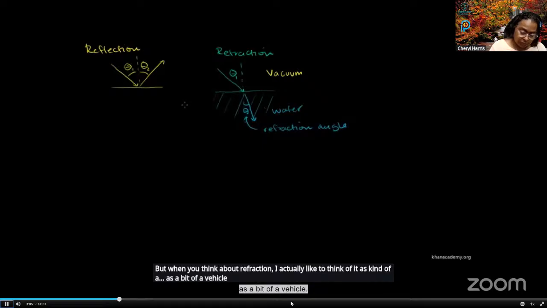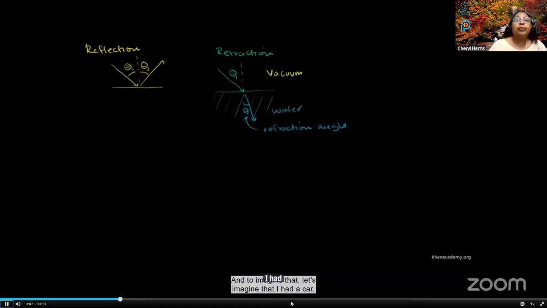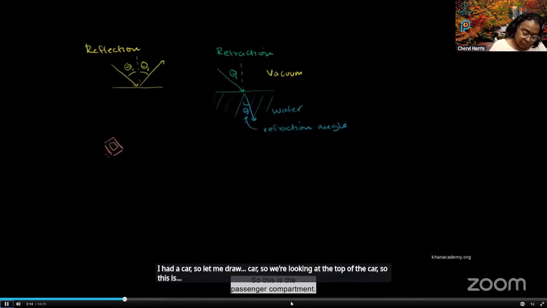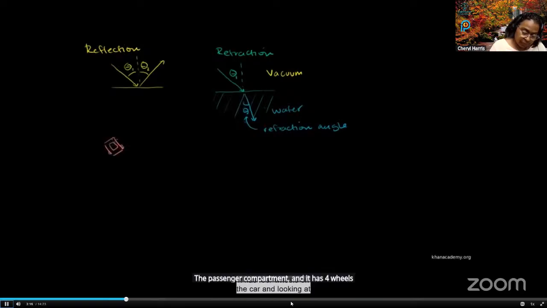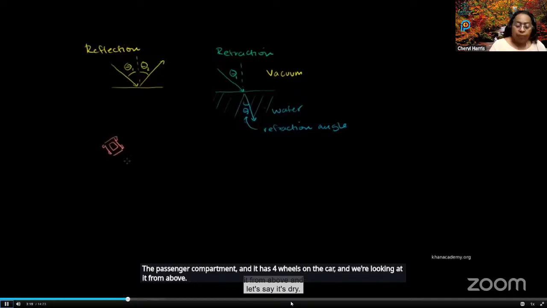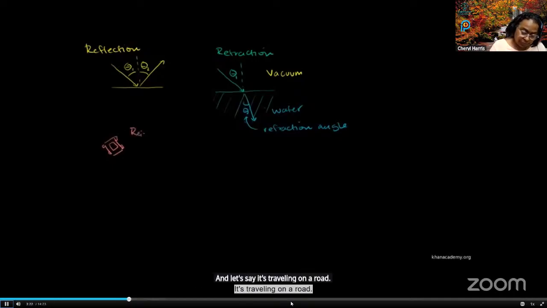And to imagine that, let's imagine that I had a car. So let me draw a car. So we're looking at the top of the car. So this is the passenger compartment, and it has 4 wheels on the car. And we're looking at it from above. And let's say it's traveling on a road.